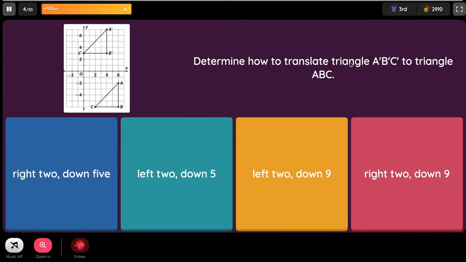Determine how to translate triangle A prime, B prime, C prime to triangle ABC. So over here, if you look closely, you have to move, I'll choose point A prime. So I'll move this point by 2 units to the right. So 1, 2, and then I'll count down to reach this point. 1, 2, 3, 4, 5, 6, 7, 8, 9. So it is right 2 and down 9.